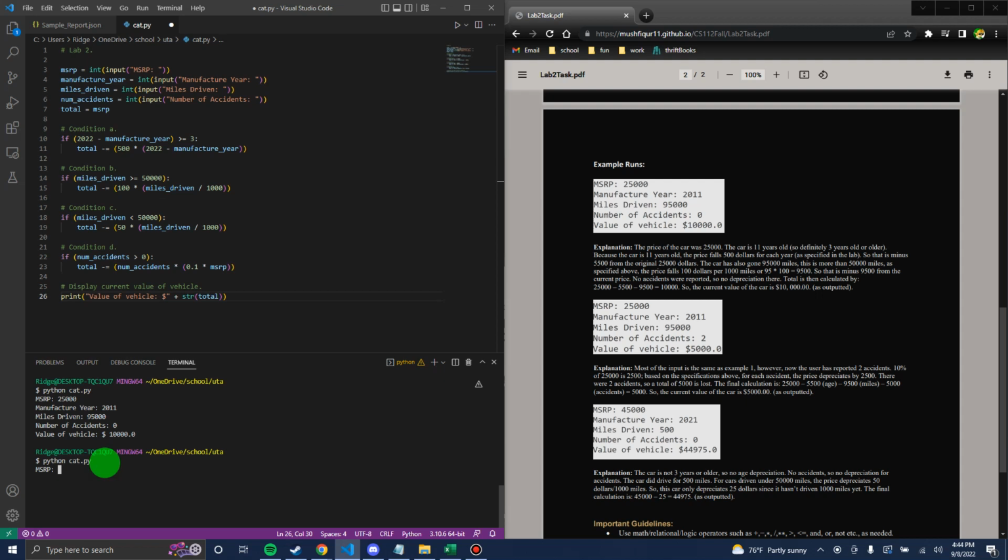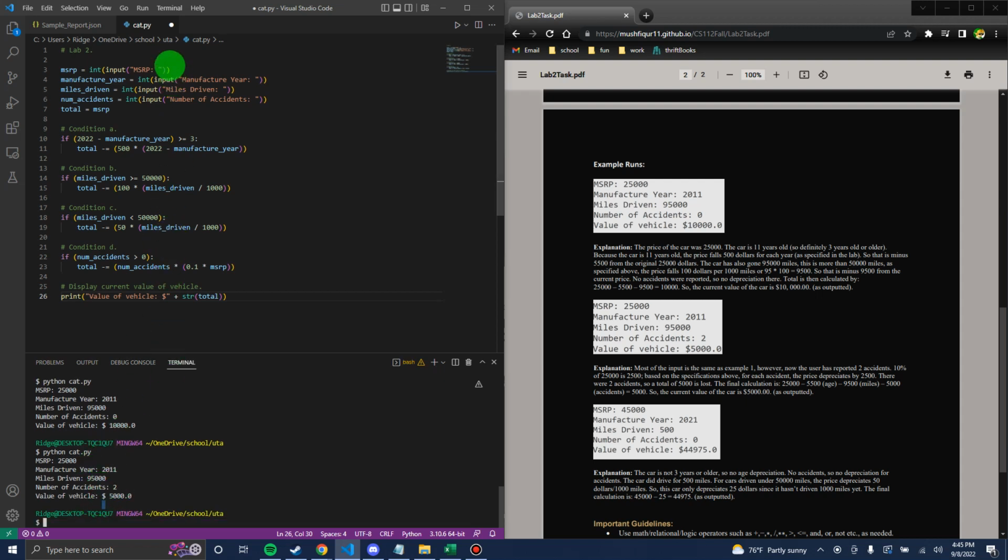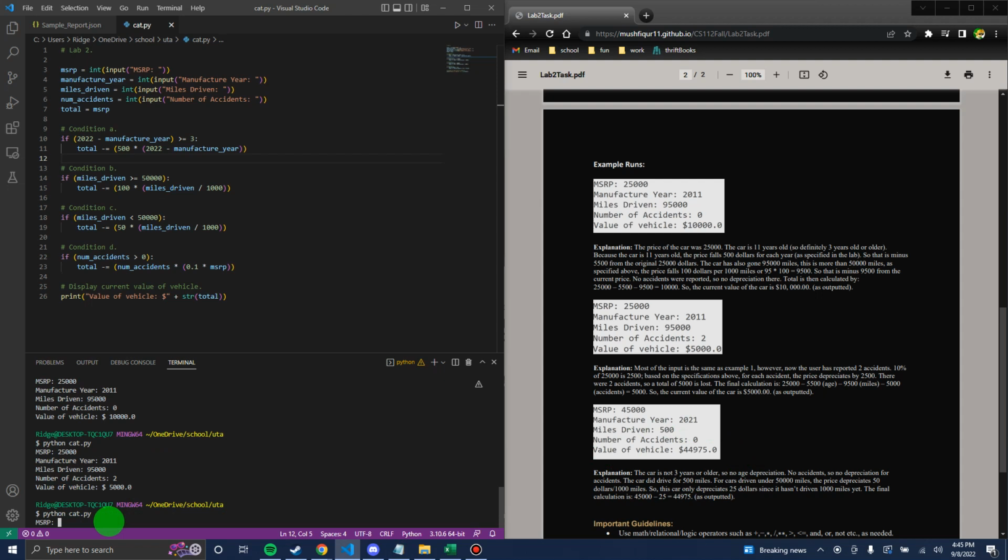So next one has pretty much the same thing, except it has accidents. So that's 25,000. Sorry, 2011, and 95,000 miles driven. And then this one has 2 accidents. And as you can see, okay, the space is still there because I did not save my file. It's a rookie mistake. My apologies. But now, when we test this last one, I promise you guys that there will be no space between here. Okay, so now let's hope this works this time.